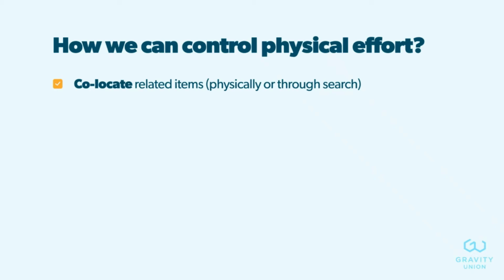So if maybe I need access to a purchase order for my project, but technically that document lives in the finance site, I could use search, or I could simply provide a link to that, so I don't have to hop around from site to site or from folder to folder. So co-location can go a long way.